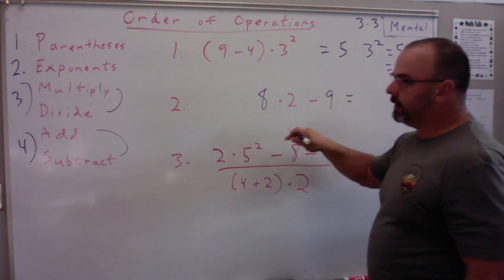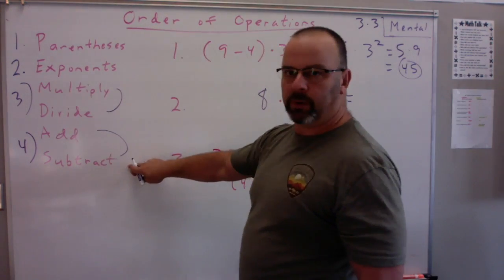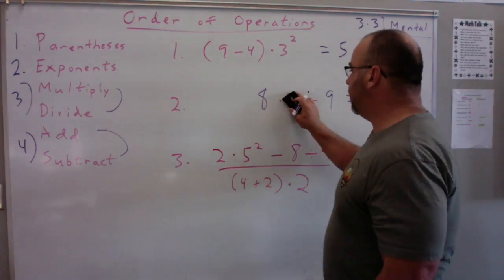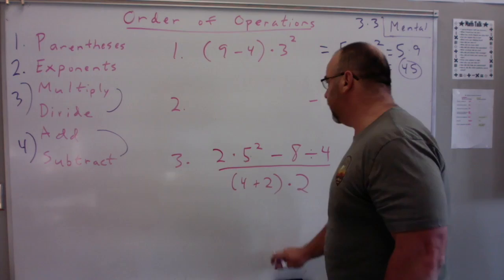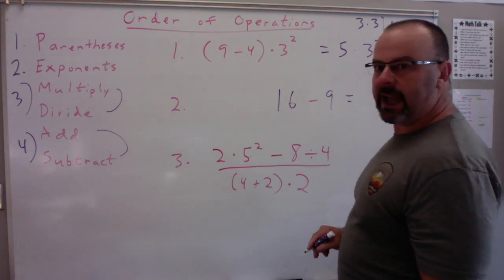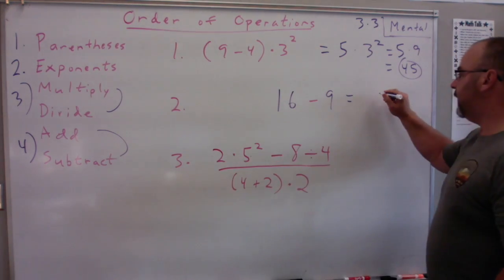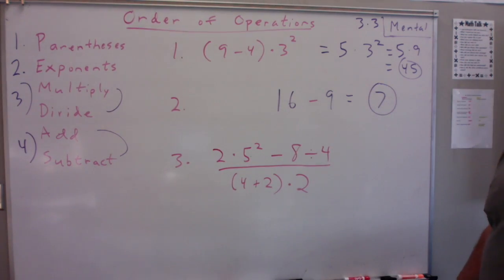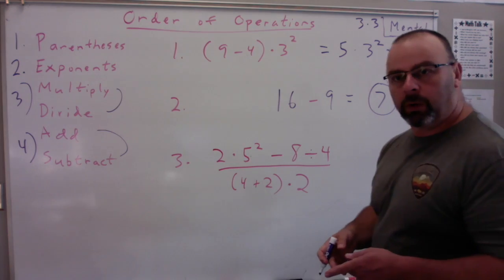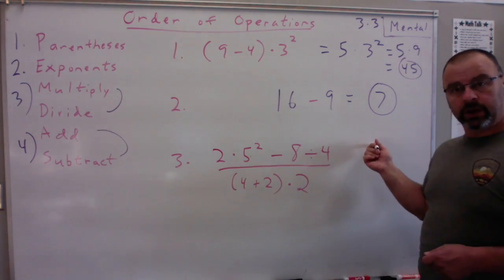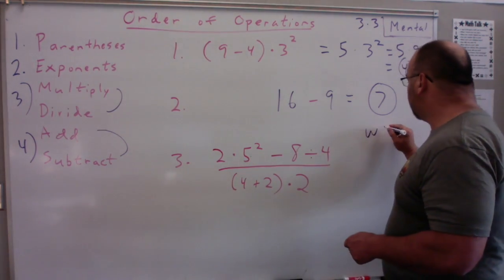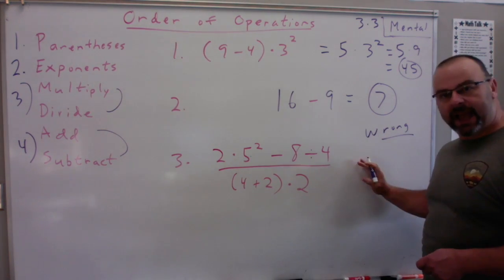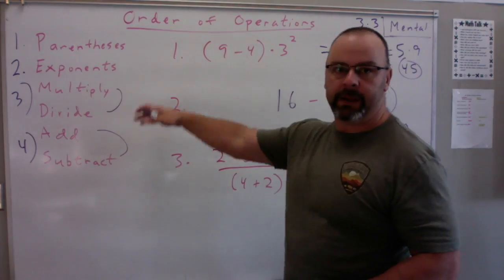Multiply or subtract. Multiply comes before subtracting or adding, right? So now 8 times 2 is 16. 16 minus 9. 16 minus 9 is 7. So that's how I get my answer of 7. If I do them in any other order, I'm going to get a different answer, and that would be incorrect or wrong, okay? So we have to do them in the exact order of PEMDAS.